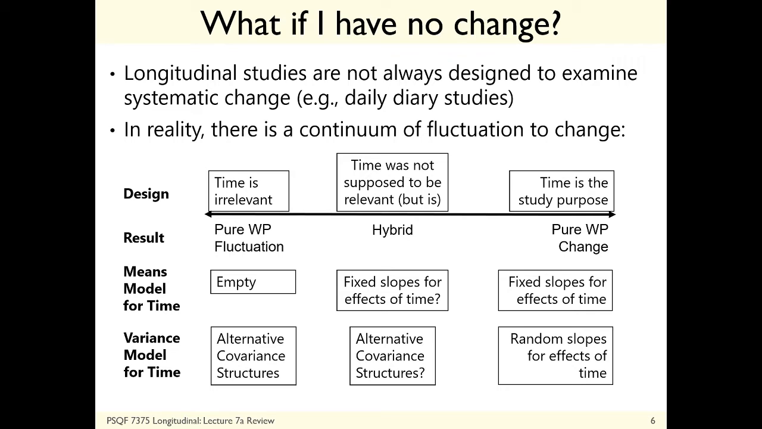In the middle are designs in which you're not really sure, where time was not supposed to be relevant, but it is, or it was supposed to be relevant, but it's not. And you can do hybrid types of models. So for instance, you might need just a fixed linear time slope for average change, but then have a random intercept plus an AR1 residual, something like that. You can mix and match. So these families, you should just think of them as options that you can dive into whenever you need to. There's not a single right answer most of the time. It's just trying to capture the means and capture the variances and covariances.